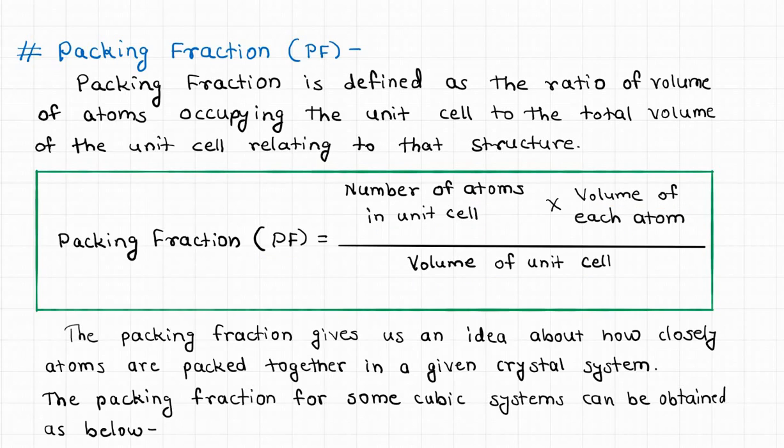The packing fraction gives us an idea about how closely atoms are packed together in a given crystal system. A low value of PF indicates loose packing of atoms and there is more unoccupied space. A higher value of PF indicates that the atoms are very closely packed in a unit cell. The packing fraction for some cubic systems can be obtained as below.